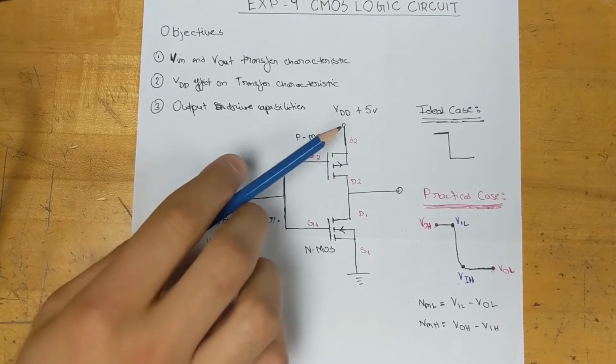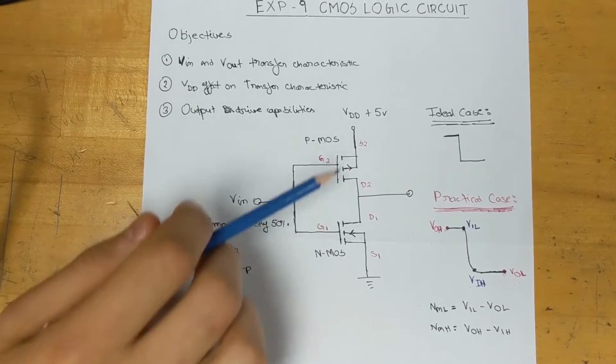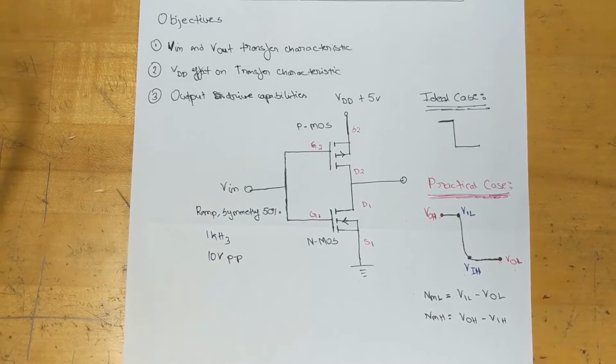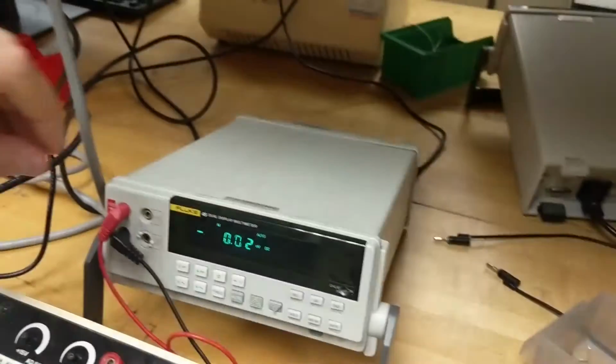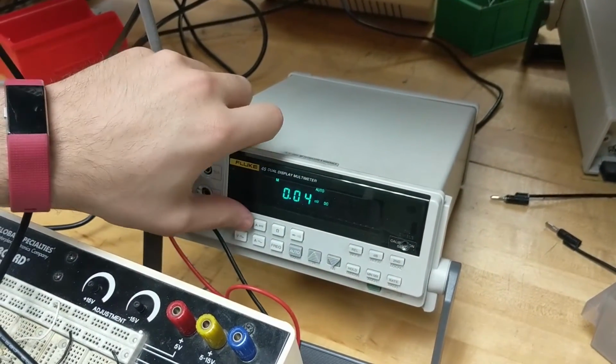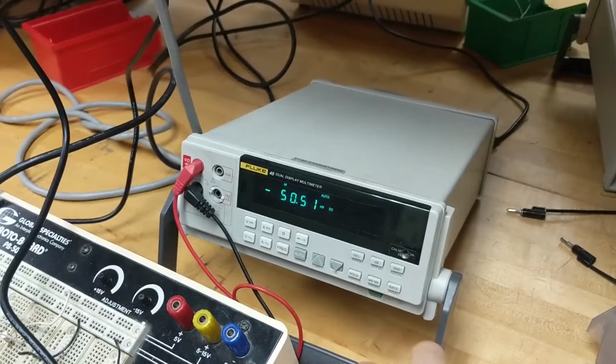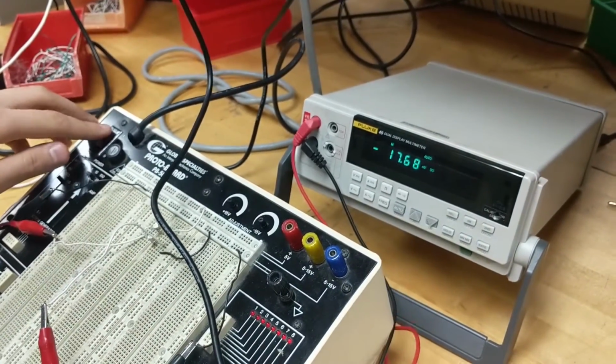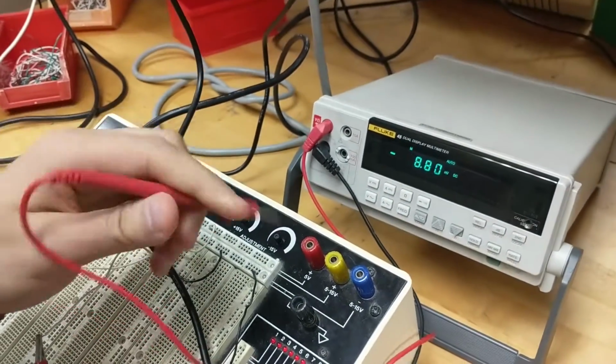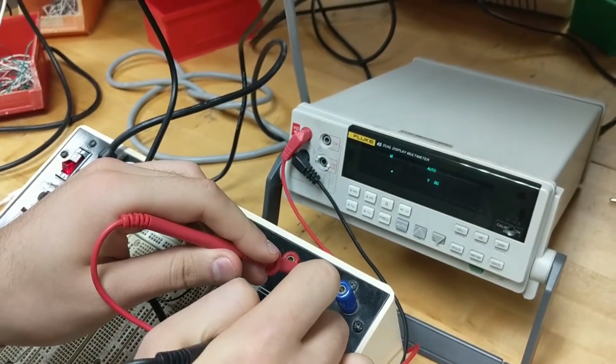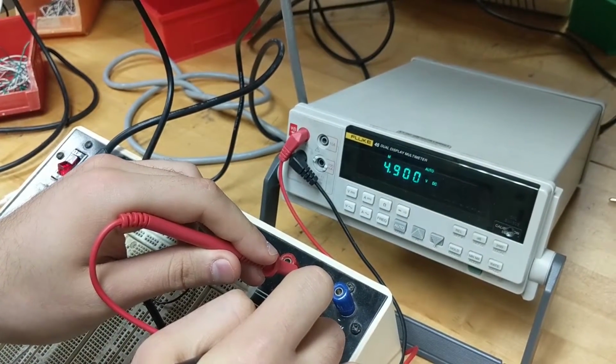We'll start by connecting the circuit and setting the DC supply voltage to be 5 volts. If we go here, we'll configure our multimeter to be a DC voltmeter and apply a DC supply voltage from our breadboard and check that the supply voltage is 5 volts. And we can see that it is almost 5 volts.